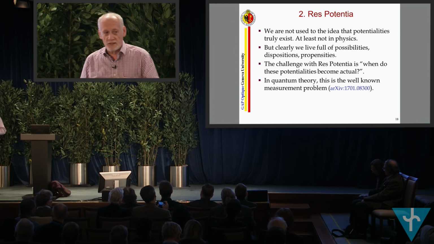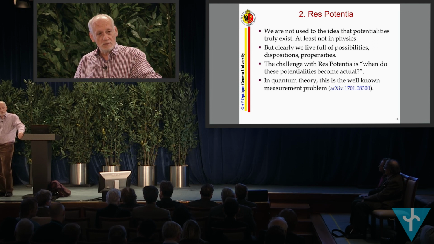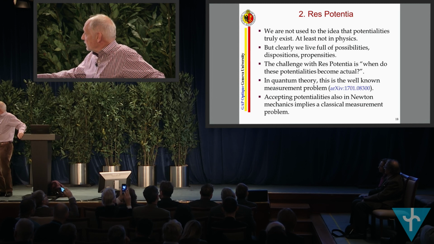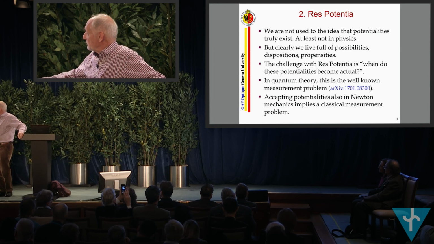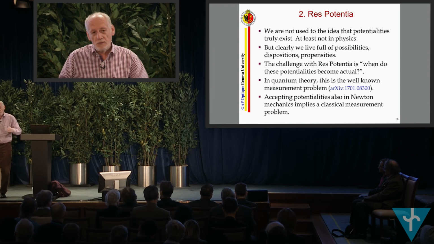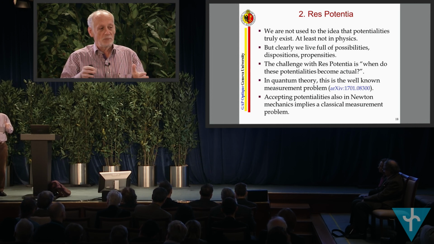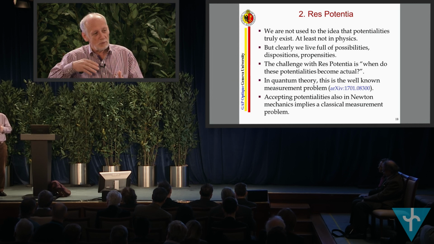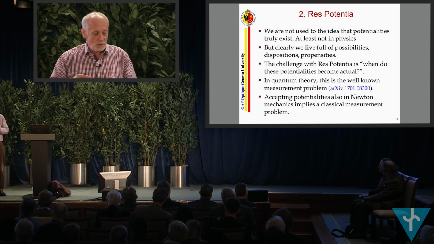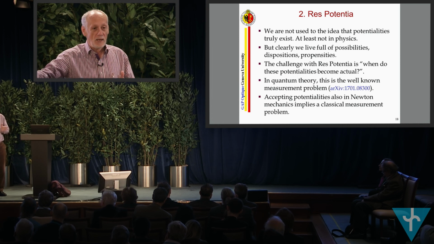Now, if we follow the path that I'm suggesting, namely that real numbers are actually random numbers, physically non-real numbers, then in Newtonian mechanics, we also have a measurement problem. Let's call it the classical measurement problem. It's actually the same problem as we have in quantum. And I think as soon as we accept res potentia, we have this problem, though maybe we should remove the word measurement because it probably has nothing to do with measurement and human beings. We just have the question, when do potentialities turn into actualities?